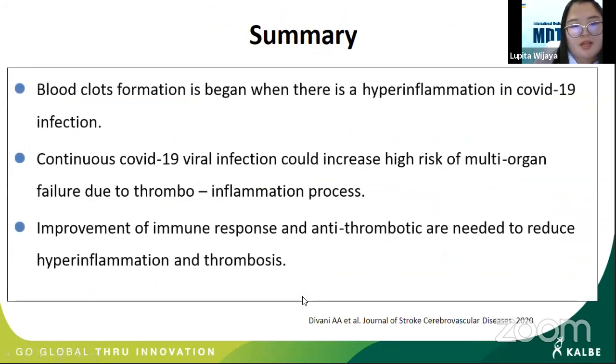And in summary, blood clot formation begins when there is hyperinflammation in COVID-19 infection. The continuous COVID-19 viral infection could increase the high risk of multi-organ failure due to the thromboinflammation process. And improvement of the immune system and antithrombotics are needed to reduce hyperinflammation and thrombosis. That's all about my presentation.